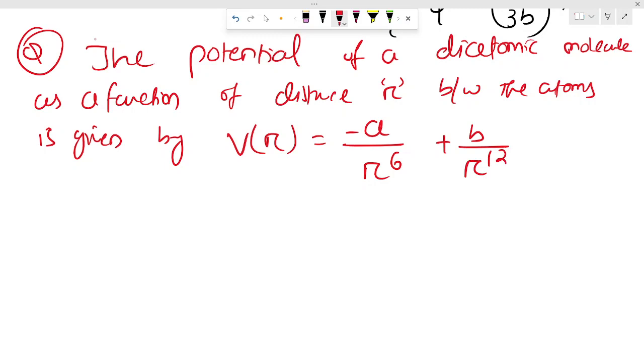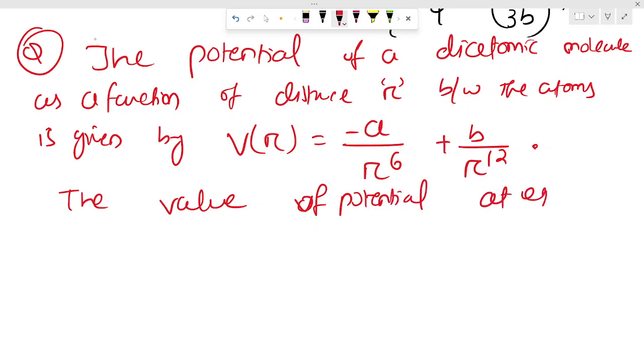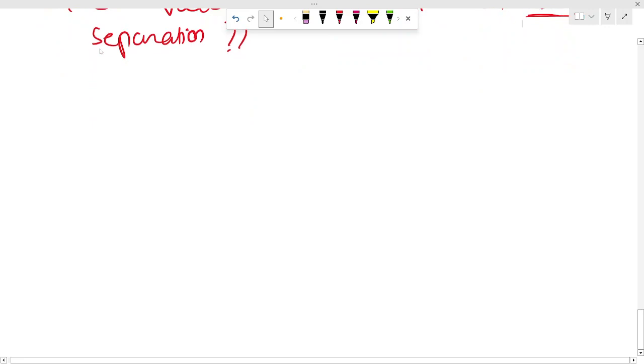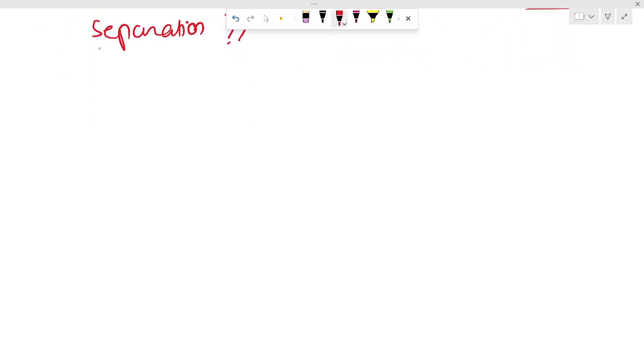This is your given potential, and you have to find the value of potential at equilibrium separation. Again, mark the one hint in the question, that is equilibrium. If equilibrium is given, you remember that you have to find the gradient, that is del V upon del r, or dV upon dr. Let us take the derivative of that one.